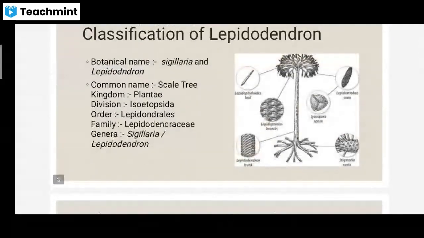Classification of Lepidodendron. The botanical name of Lepidodendron is Lepidodendron and Sigillaria. Its common name is scale trees. Kingdom is Plantae. Division is Lycopsida. Order is Lepidodendrales. Family is Lepidodendraceae and genera are Sigillaria or Lepidodendron.